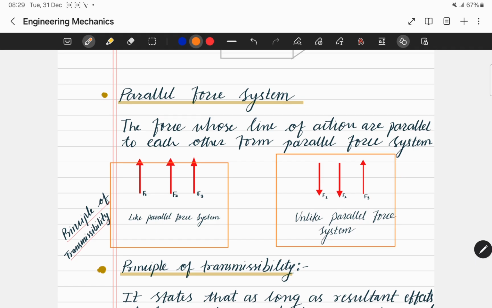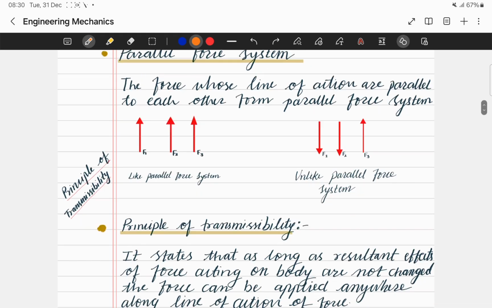And if we consider this force system, they are parallel to each other, but F1, F2 and F3 are not acting in the same direction. F1 and F2 are acting in a downward direction while F3 is acting in an upward direction, so they are unlike parallel forces. So these are nothing but the parallel force system, in which the forces are acting parallel to each other, but they can be like forces or unlike forces.